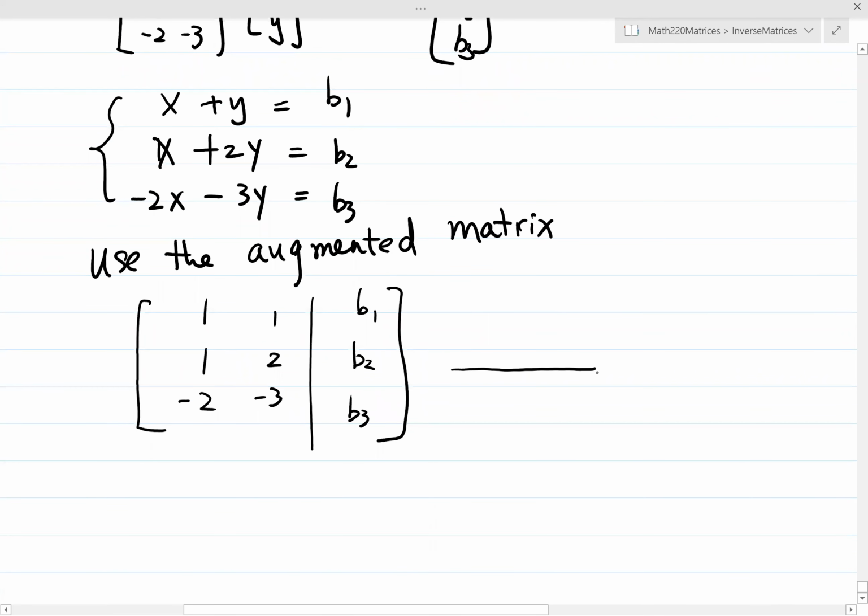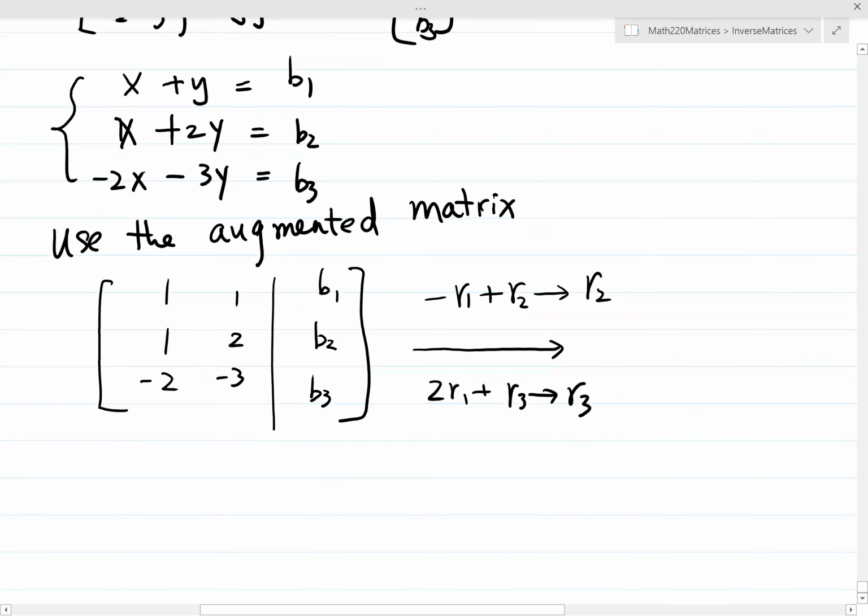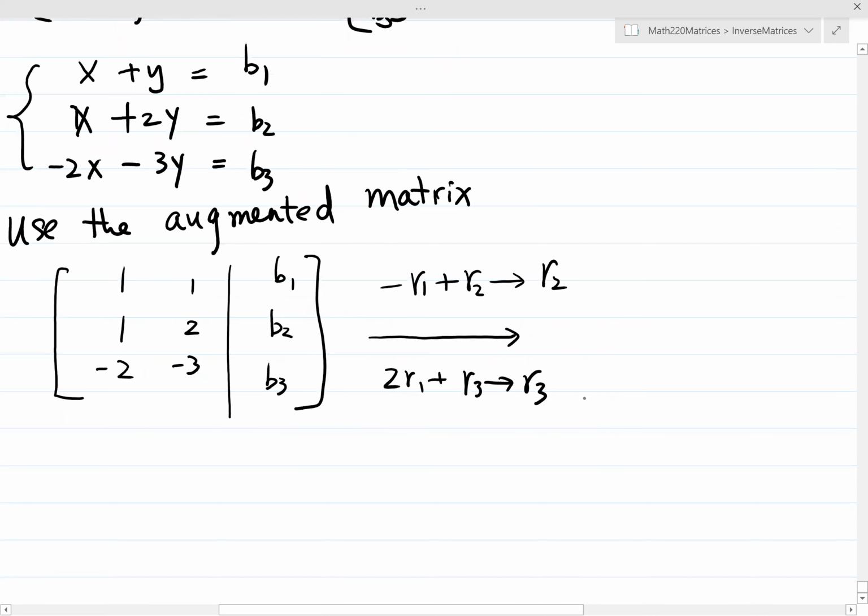Now we do row operations. We multiply row 1 by -1 plus row 2, replacing row 2. And then we do twice row 1 plus row 3, replacing row 3. Then what we get from the row operations: row 1 is fixed, 1, 1, B1.